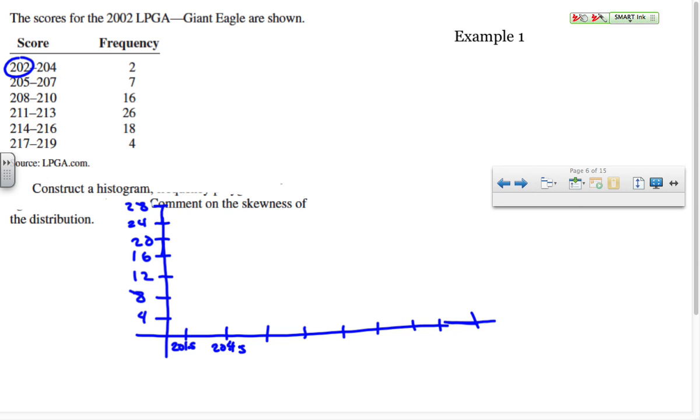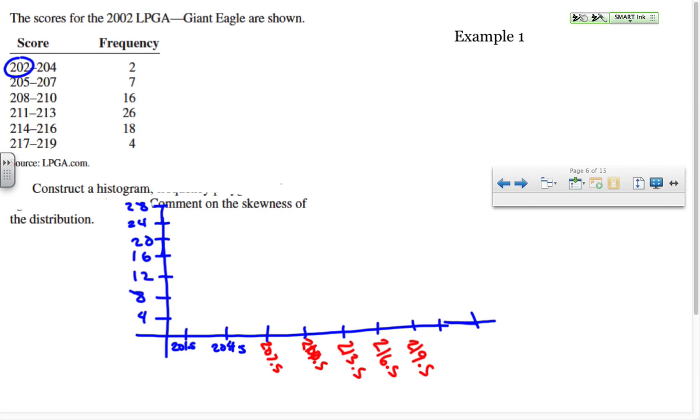So 204.5, and then I have 207.5, and then I have 210.5, 213.5, 216.5, and 219. All right, and now I'm going to create my bars.